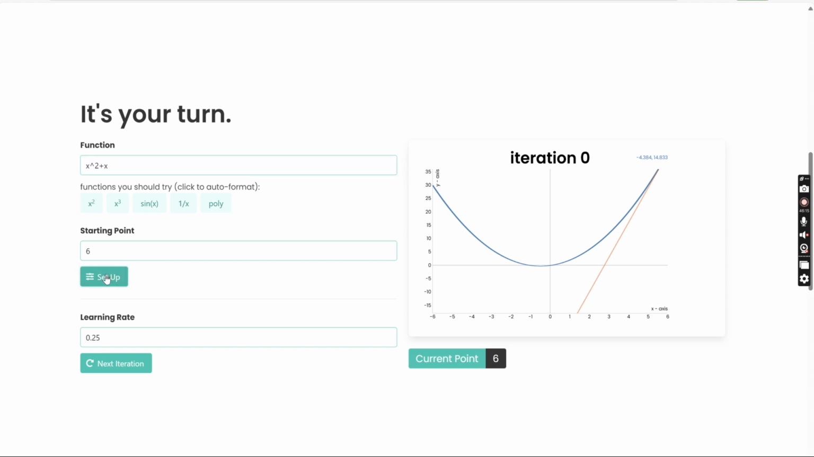Now I'm starting at 6. I have set the learning rate to 0.001. Imagine how many steps I have to take. 1 2 3 4 5 6 7 8 9 10 11 12 13. You have to keep on going until you reach the lowest point of the cost function.